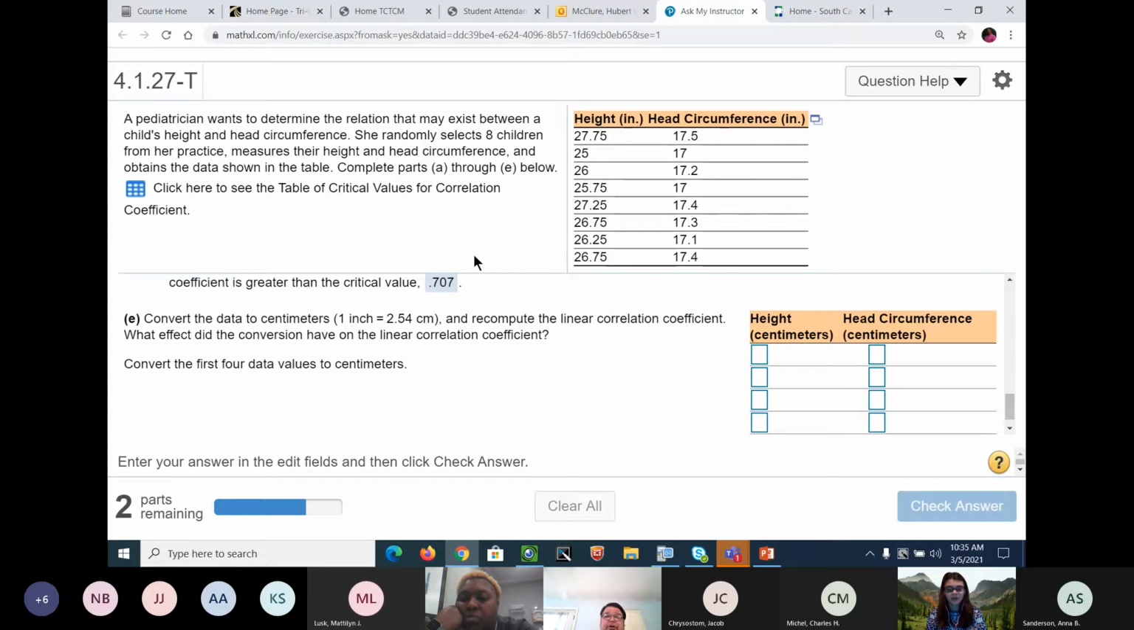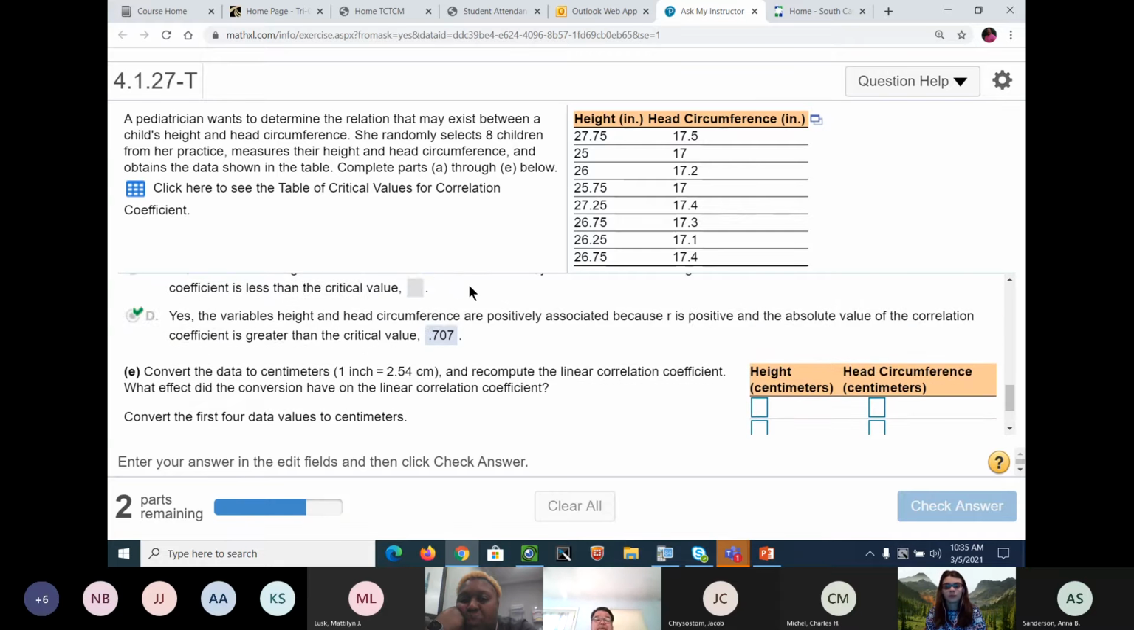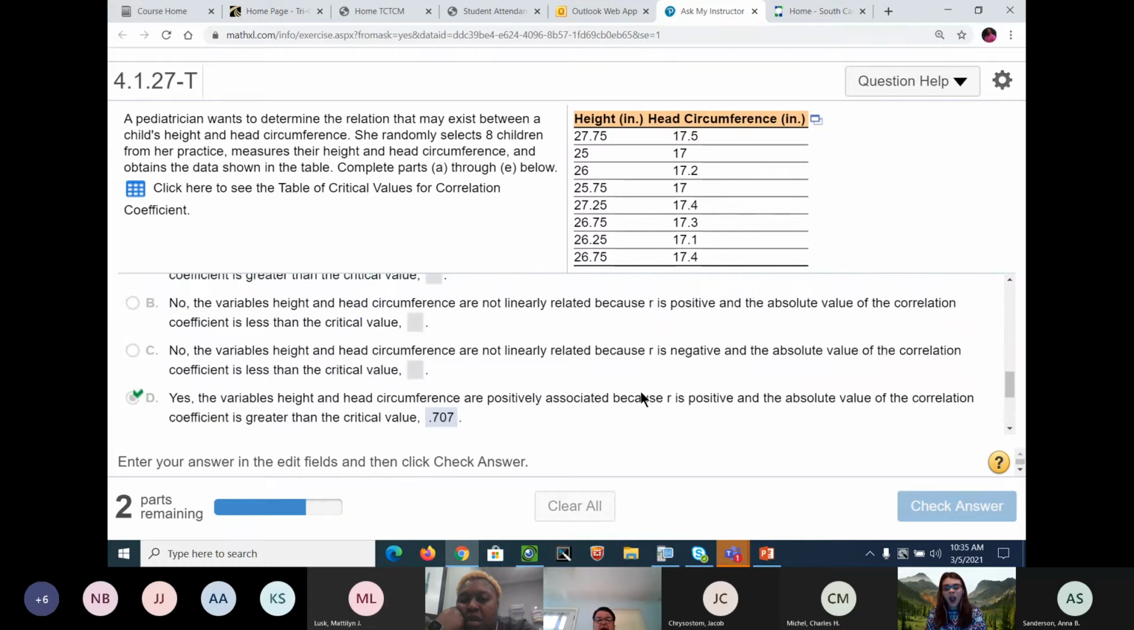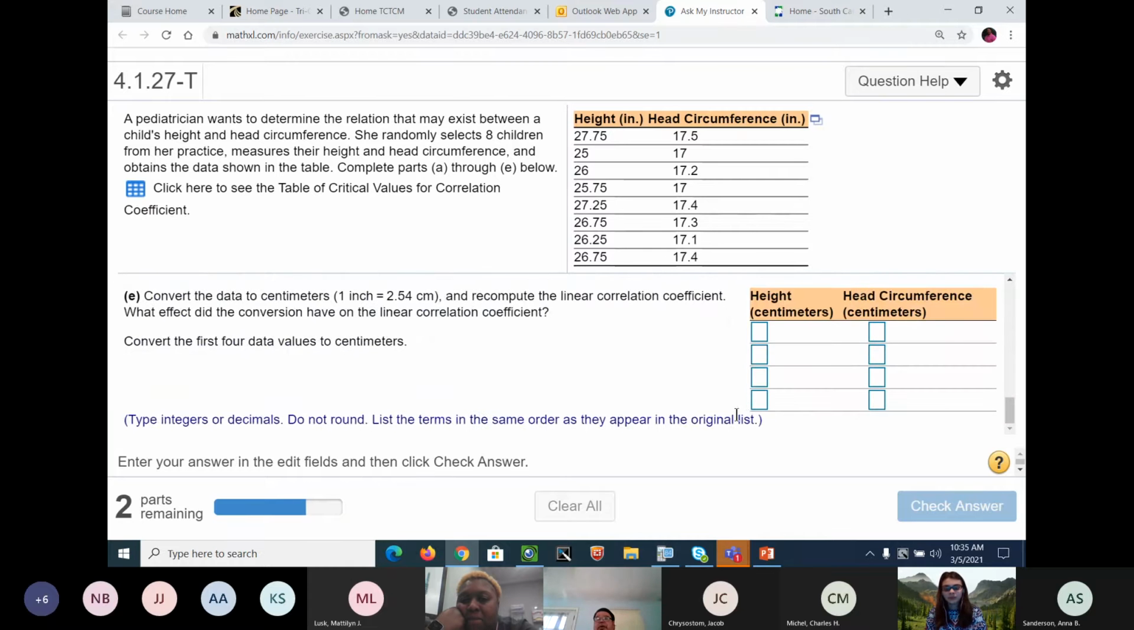Let me ask you a question. If your foot is 10 inches long and your foot is measured in centimeters, does that make it bigger or smaller? No, the same. They're the same. So what they're trying to show you is, I don't really care if you do this or not, but you have to get the question right. It's not going to change. Your 0.707 is still going to be the same, and your 0.930 is still going to be the same. I'm not going to go through that because you're going to get the same thing.